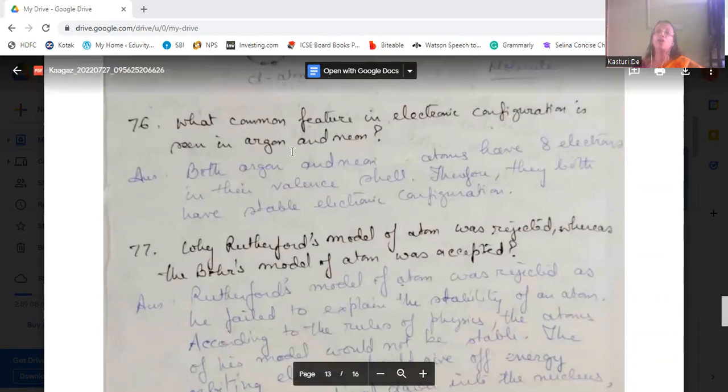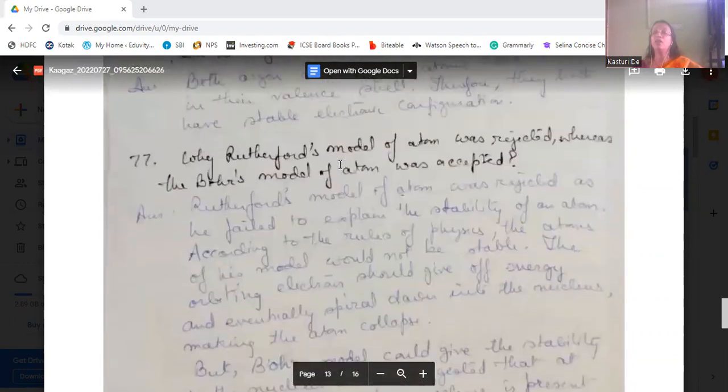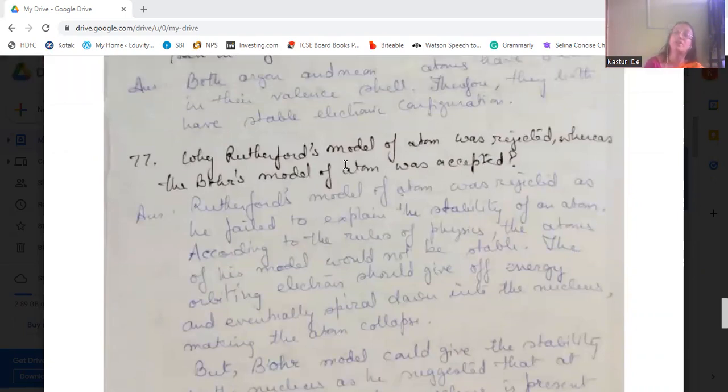Why? Because Rutherford's model was rejected because it failed to explain the stability of the atom. According to him, the atoms of his model will lose energy while revolving round the nucleus, and it will eventually lose its energy and spiral down into the nucleus, and thus it will collapse. But this does not happen.